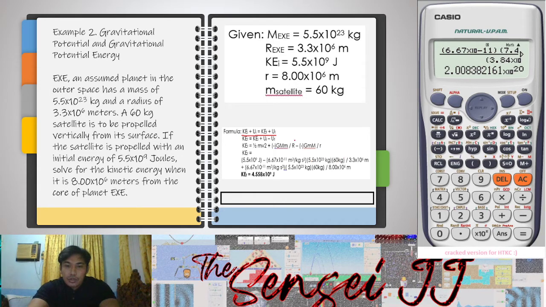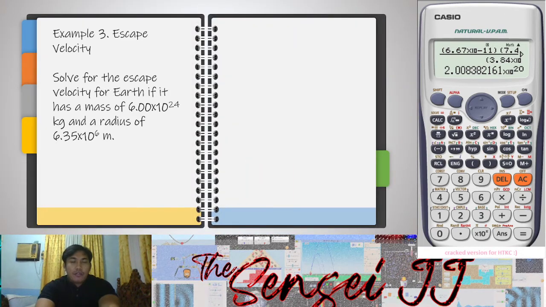As you can see, we used the longer version, where we expanded everything from the kinetic energy to our universal potential energy. For this, we have a final kinetic energy of 4.558 times 10 raised to 9 joules. Okay, so next we have the escape velocity. Let's try to solve for this. Solve for the escape velocity of Earth, which has a mass of 6 times 10 raised to 24 kilograms and a radius of 6.35 times 10 raised to 6 meters. Okay, so let's try to solve this one.